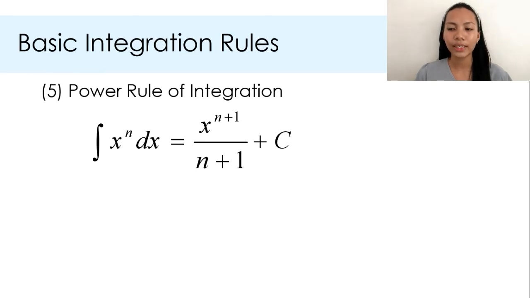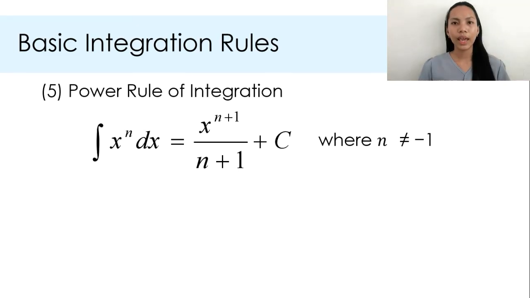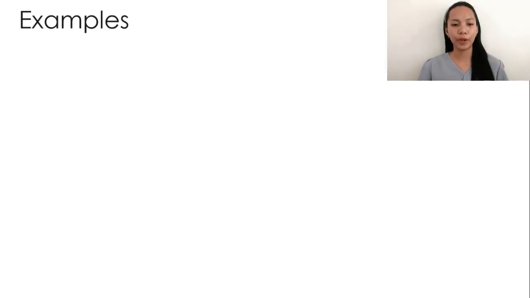So, where n is not equal to negative 1. So, dapat hindi siya mag-equal sa negative 1 kasi pag mag-equal siya sa negative 1, magiging 0 yung exponent ng x. And now, let's proceed to the first example.